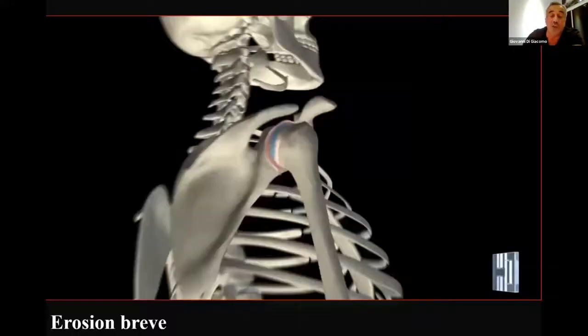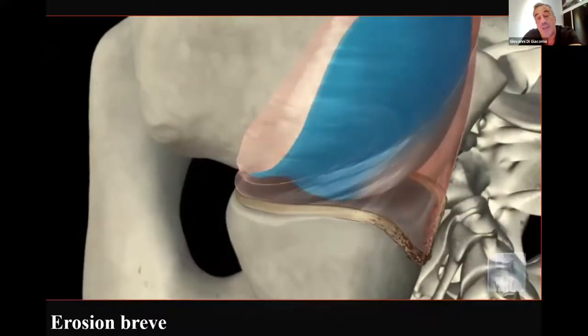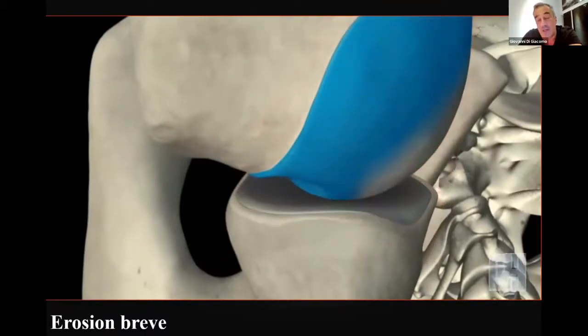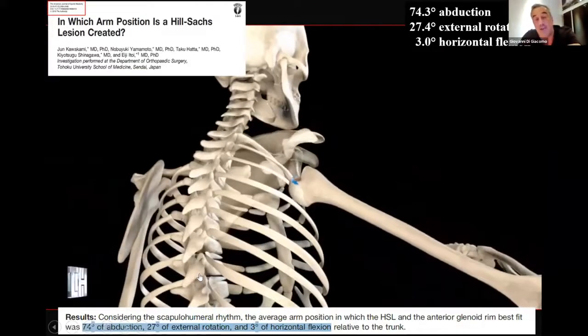When we have a chronic dislocation, usually with a huge number of dislocations, we can have an erosion type glenoid fracture. It means that once again it is a compression fracture here on the glenoid, usually between 3 o'clock and 5 o'clock on the glenoid clock. Very interesting is also this paper.